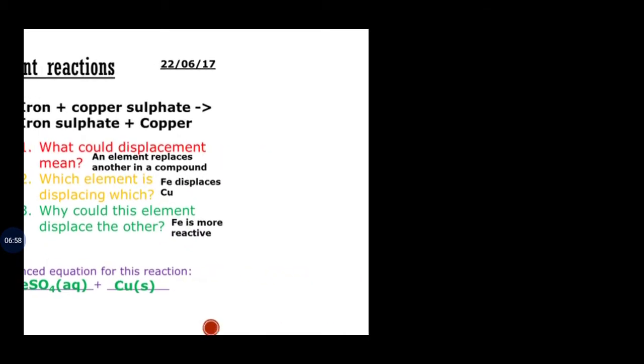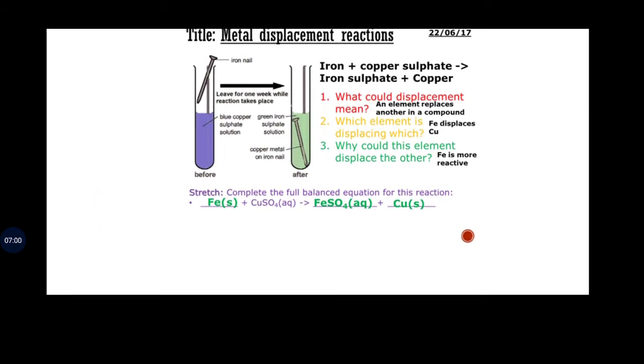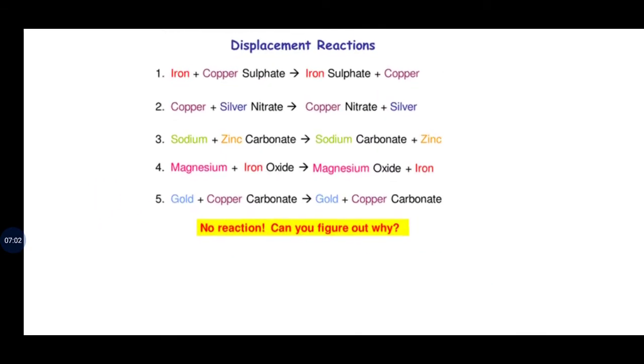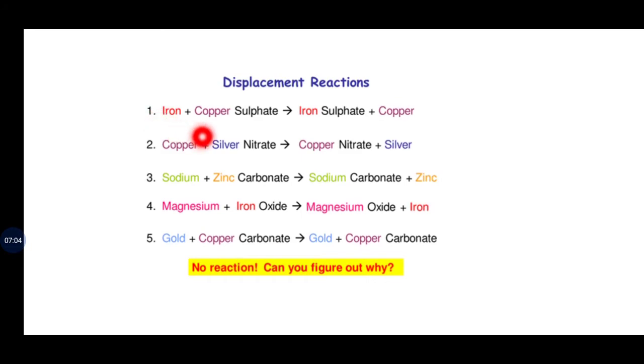Let's have some more chemical equations. हम कुछ और केमिकल इक्वेशंस देखते हैं, जैसे कि आयरन प्लस कॉपर सल्फेट गिव्स अस आयरन सल्फेट प्लस कॉपर. कॉपर प्लस सिल्वर नाइट्रेट गिव्स अस कॉपर नाइट्रेट प्लस सिल्वर. सोडियम प्लस जिंक कार्बोनेट गिव्स अस सोडियम कार्बोनेट प्लस जिंक. मैग्नीशियम प्लस आयरन ऑक्साइड गिव्स अस मैग्नीशियम ऑक्साइड प्लस आयरन. ऐसे ही गोल्ड प्लस कॉपर कार्बोनेट गिव्स अस गोल्ड प्लस कॉपर कार्बोनेट.